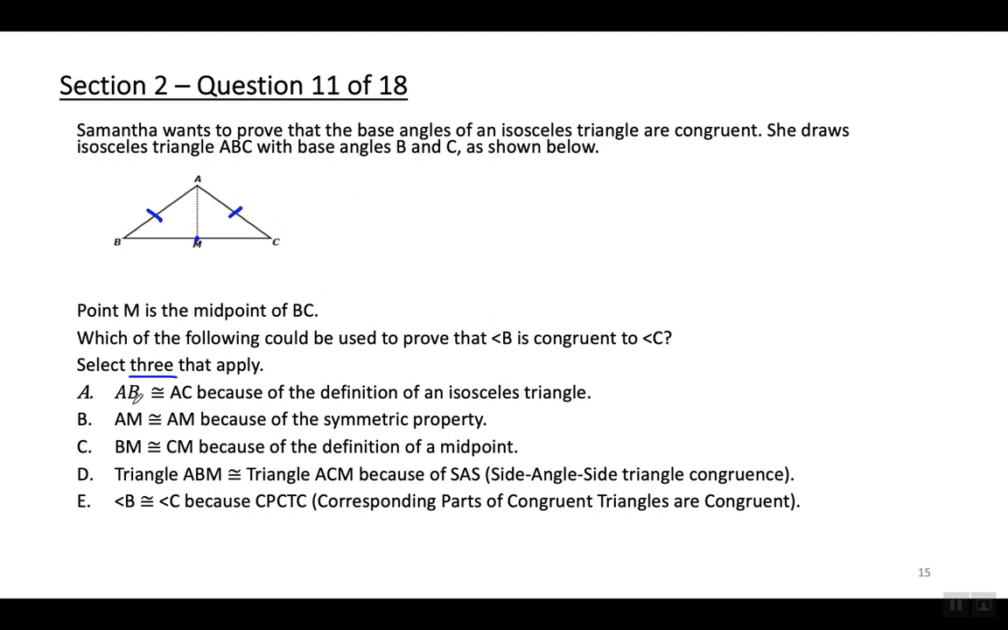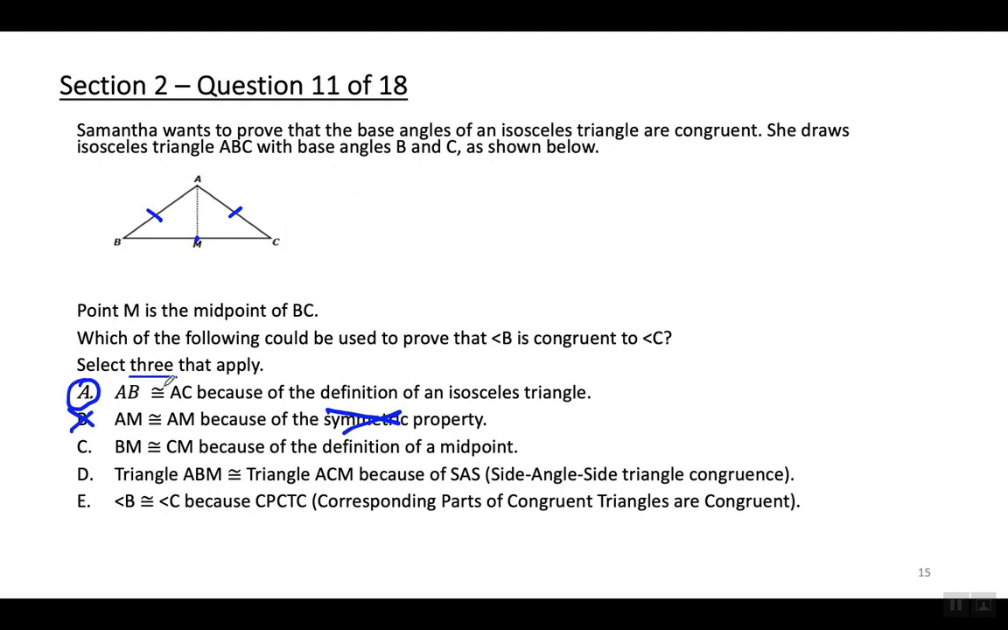Okay, letter A. AB is congruent to AC because of the definition of an isosceles triangle. Yes, that one is correct. Letter B. AM is congruent to AM because of the symmetric property. Okay, look at AM is this segment right here. That one is wrong because it's not the symmetric property. That word is wrong. If it would have said the reflexive property, it would have been correct.